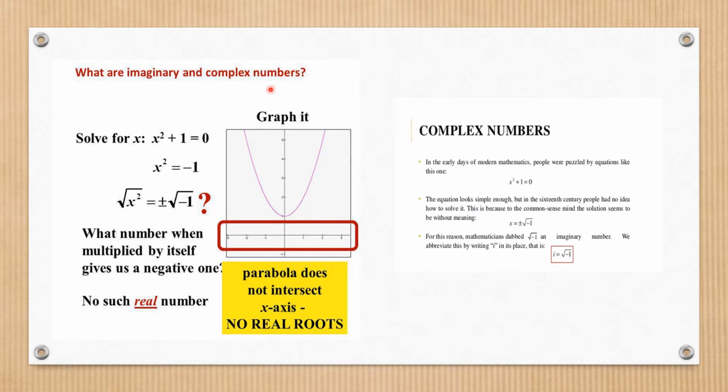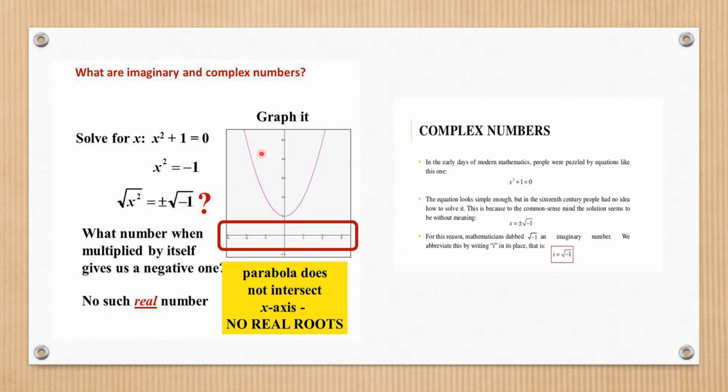Now, what are imaginary and complex numbers? In the early days of modern mathematics, when people were solving equations of the kind x square plus 1 equal to 0, you know that you will get x square is equal to minus 1, and x is equal to plus minus root of minus 1. Now it is not possible. Why? Because you cannot get a number which when multiplied by itself will give you a negative number. No such real number actually exists.